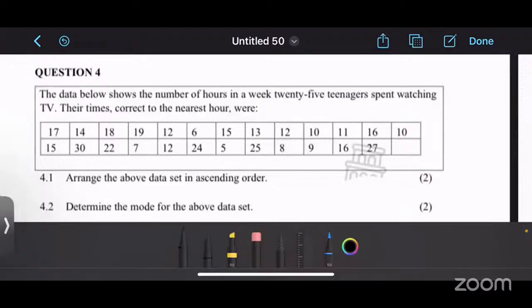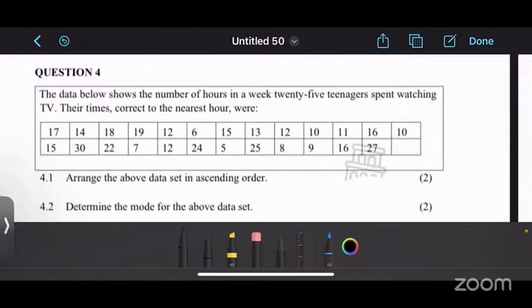Okay, we have question 4 over here, and they say the data below shows the number of hours in a week 25 teenagers spent watching TV. Their times corrected to the nearest hour. Remember, this is for 25 teenagers, and this is for the amount of hours they spend watching TV.